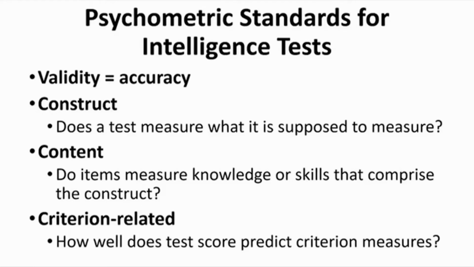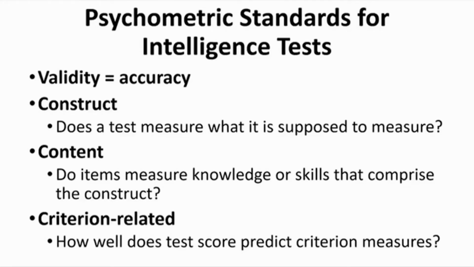The next type of validity is content validity. And content validity is meant to ask if the items on the test are actually measuring the knowledge or skills that make up the construct that we're testing. So for our IQ test, do the questions being asked actually give us a measure of knowledge or skills that's related to intelligence?